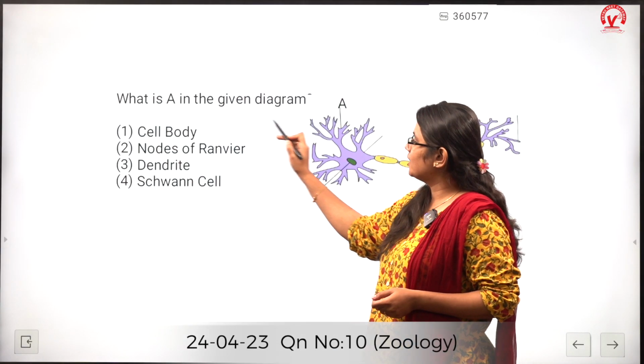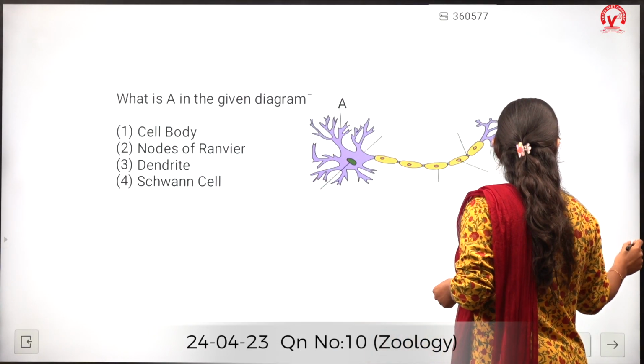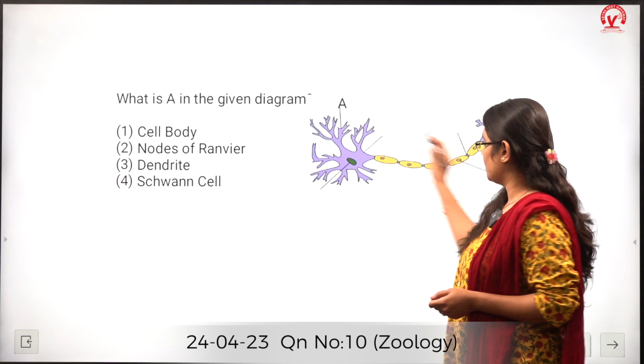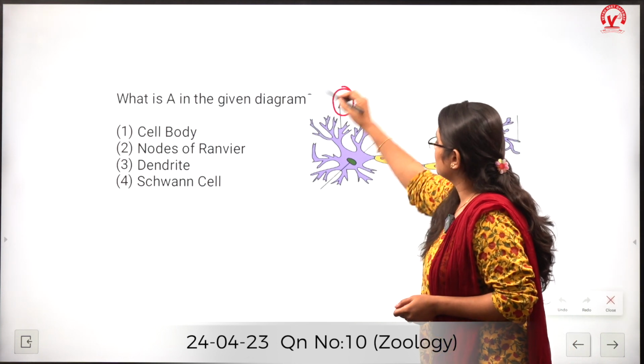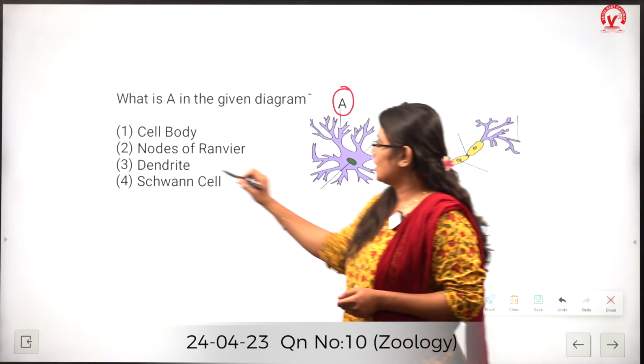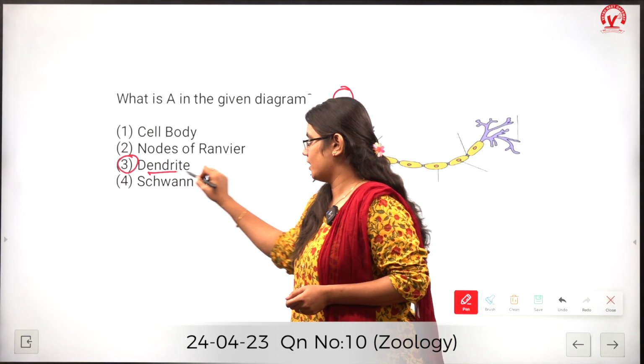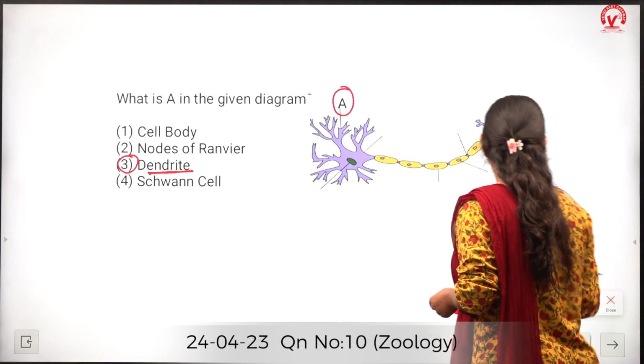What is A in the given diagram? So they have given the diagram of a neuron and they are asking about the part A. So the answer will be option 3, dendrite. We will discuss the diagram.